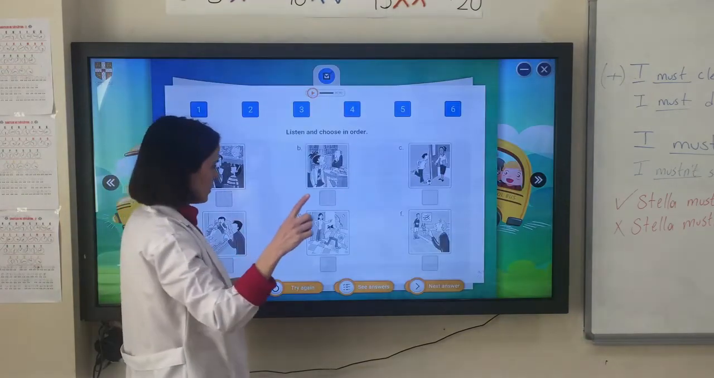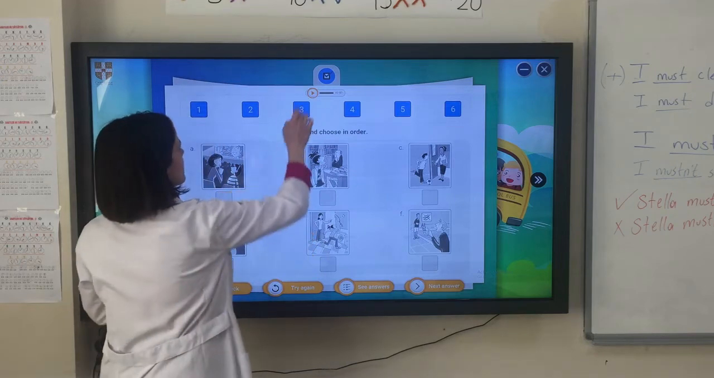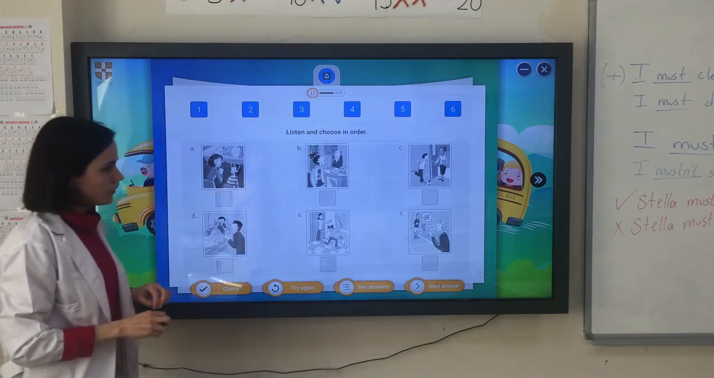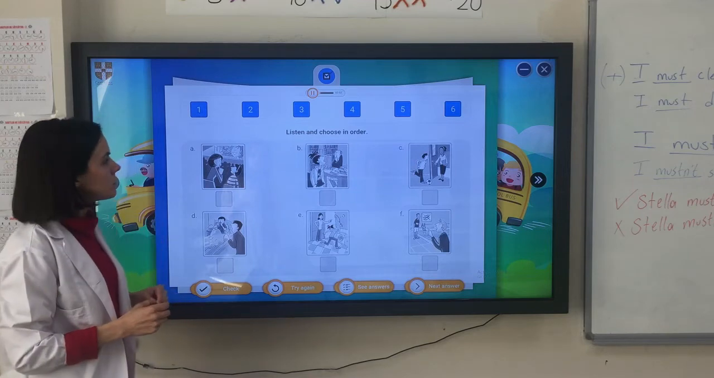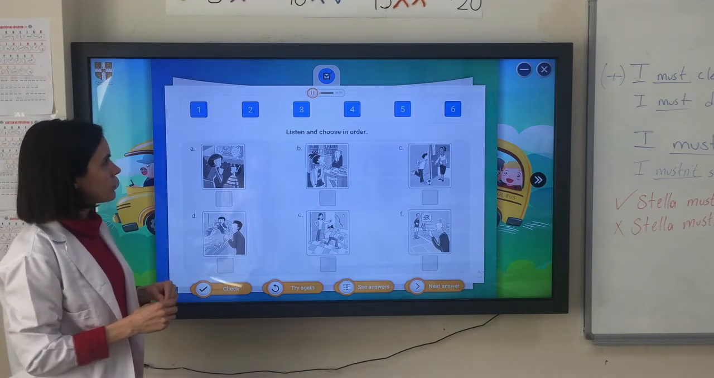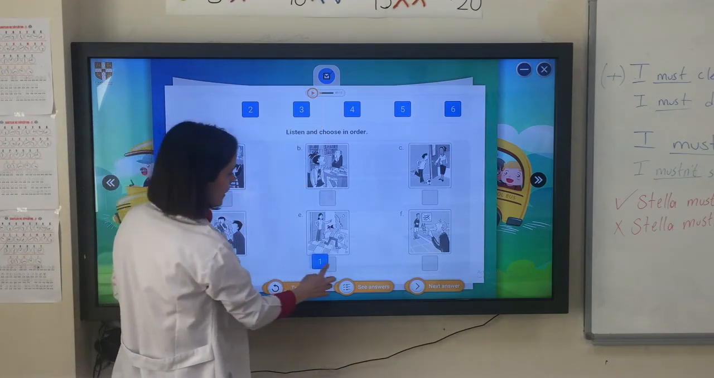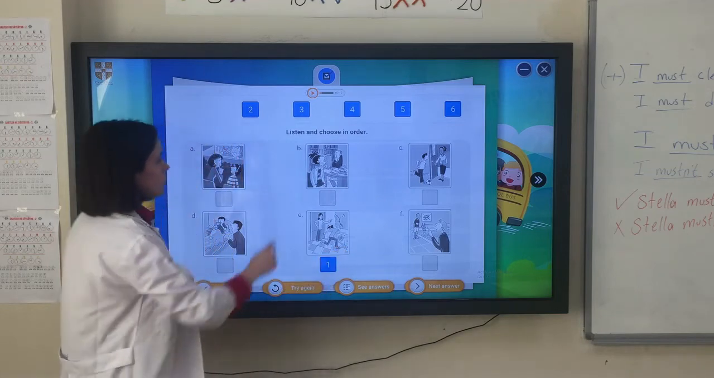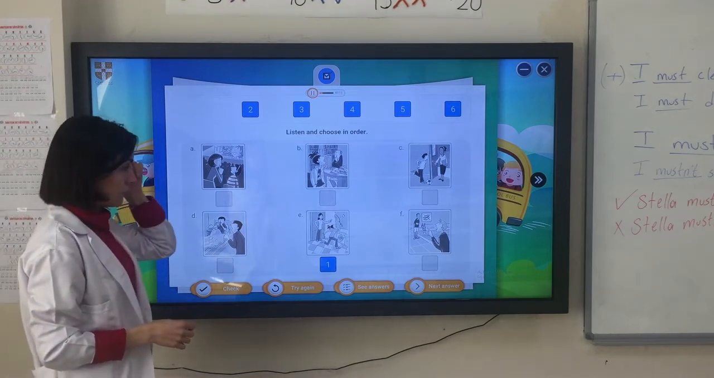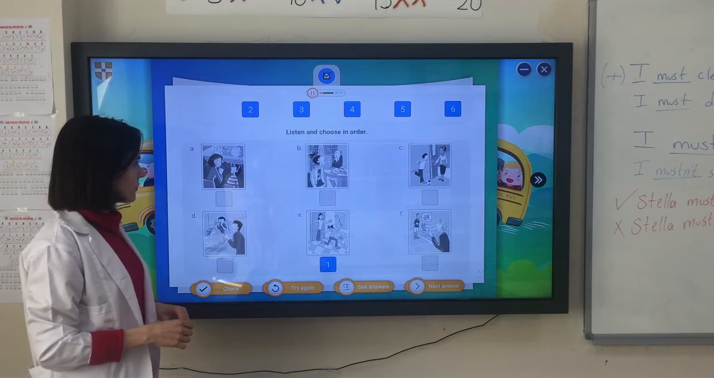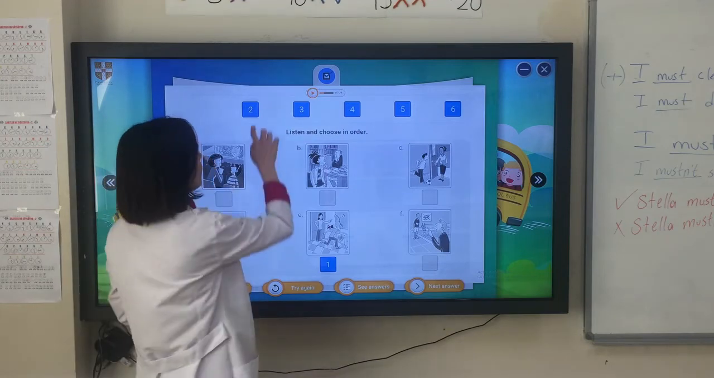You can listen one more time. Now we will do it together. First one is one. You mustn't play tennis in the kitchen. Yes, the first one is about you mustn't play tennis in the kitchen. And then two. Football in the classroom. The second one is you mustn't play football in the classroom.